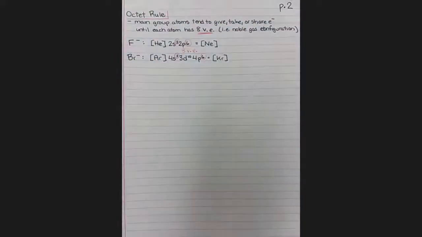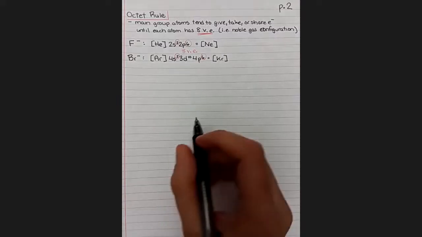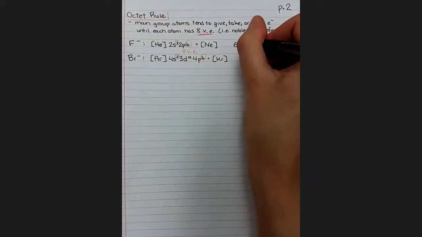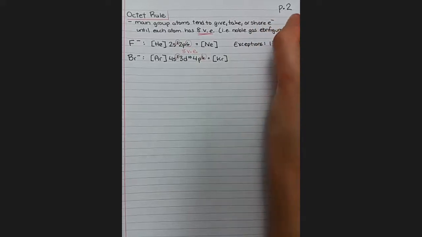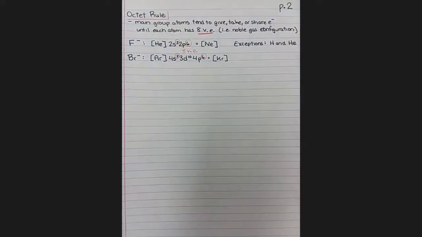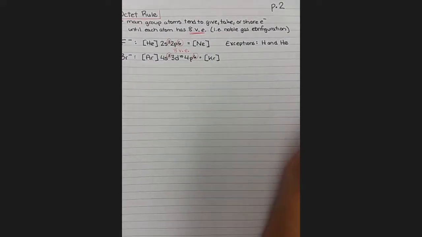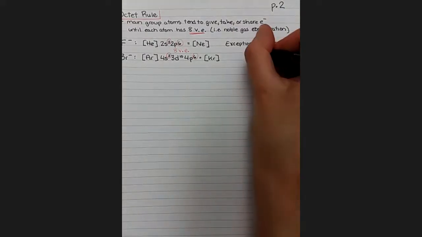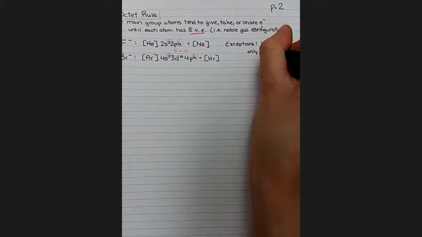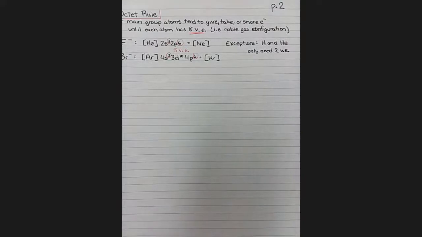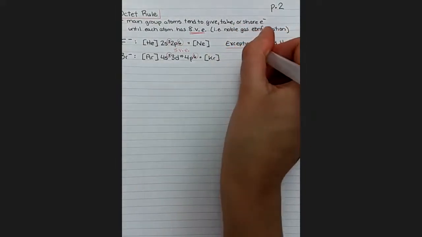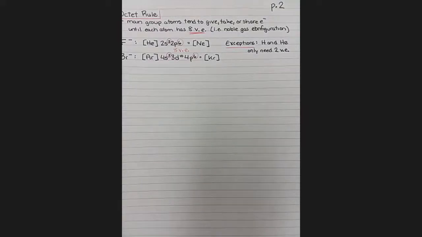So we're trying to gain 8 valence electrons. The only 2 elements that don't wish to gain 8 valence electrons are the ones that are too small to hold 8, and those are hydrogen and helium. Hydrogen and helium only have a first shell, and that first shell only has a 1s orbital in it, and the 1s orbital can only hold 2 electrons. So these guys only need 2 valence electrons, which you can call a duet instead of an octet. They are just simply too small to hold 8 valence electrons.